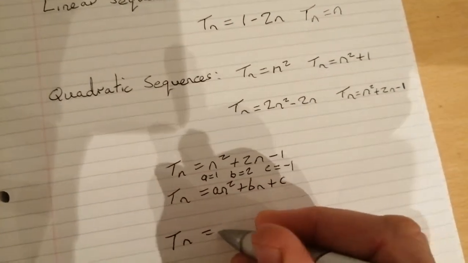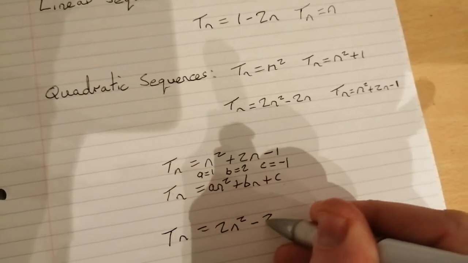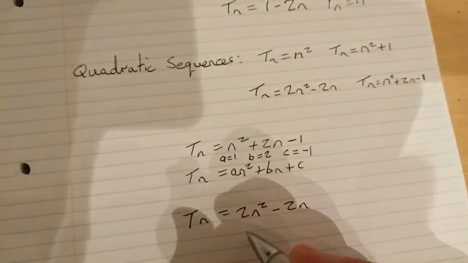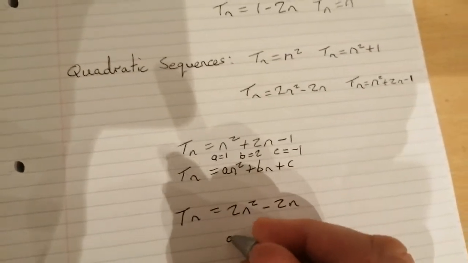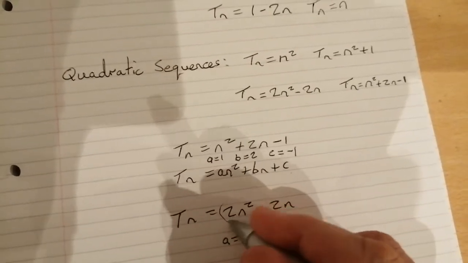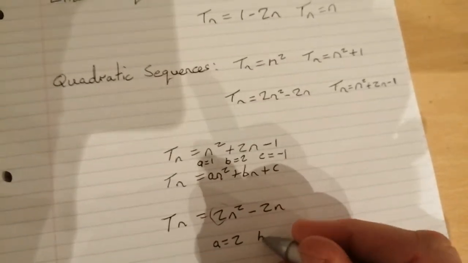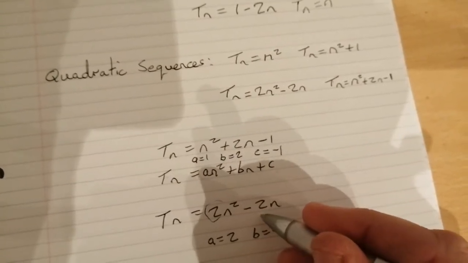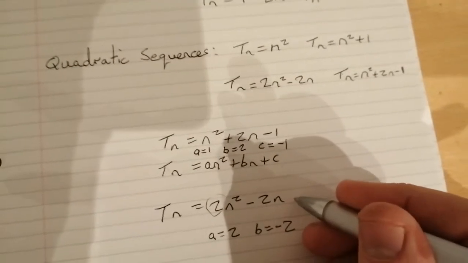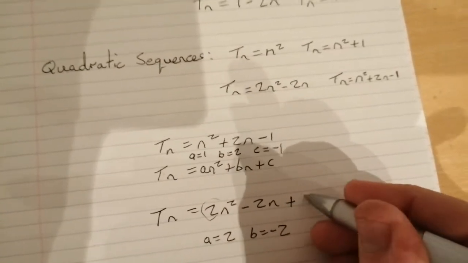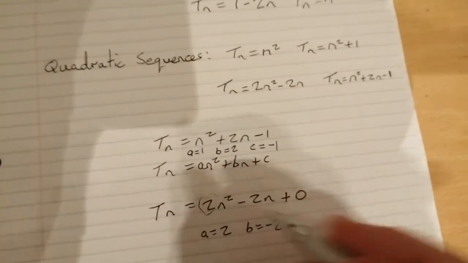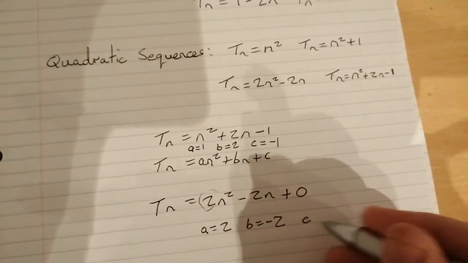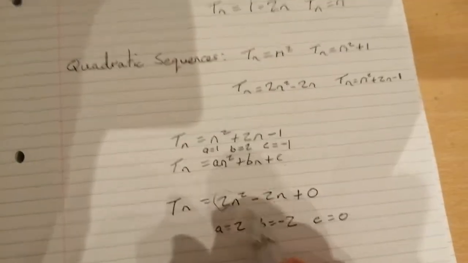Tn equal to 2n squared minus 2n. So in this one, the a part is obviously 2, that's the an squared. The b part is minus 2, so plus bn, our b then is minus 2. And our c part, well, we can write this as plus 0, can't we? I mean, adding 0 to something doesn't change it at all. So our c part is equal to 0.